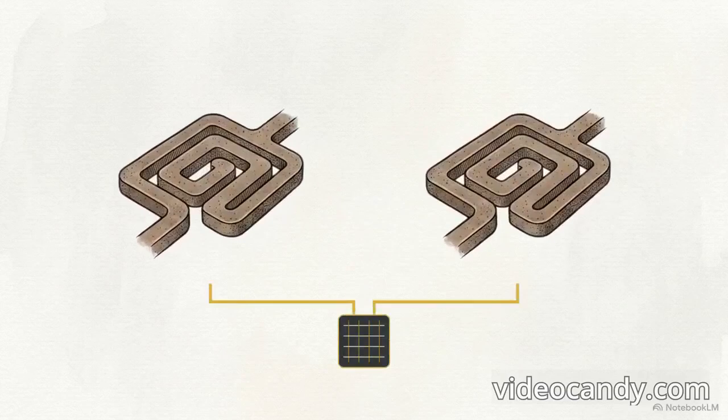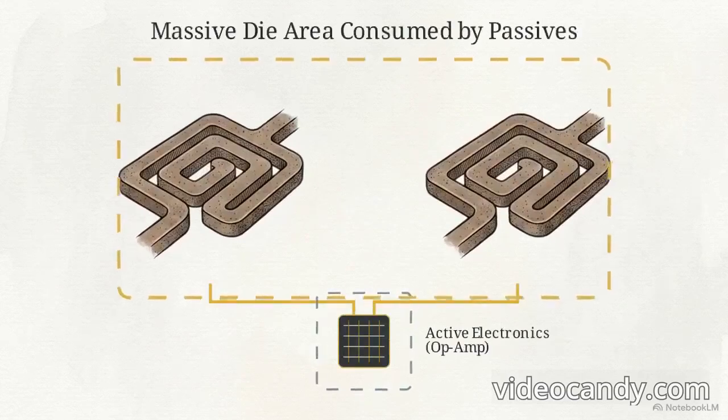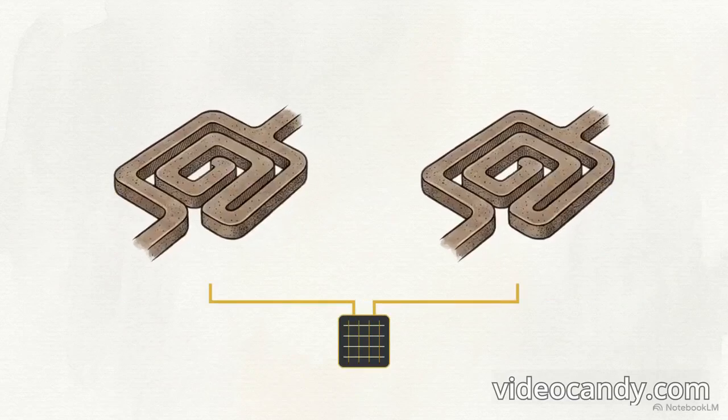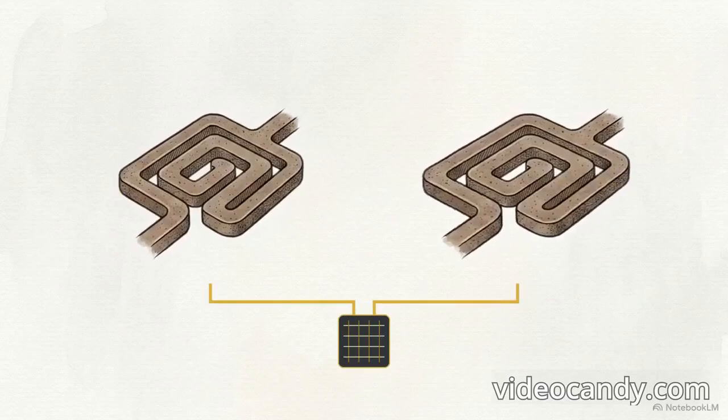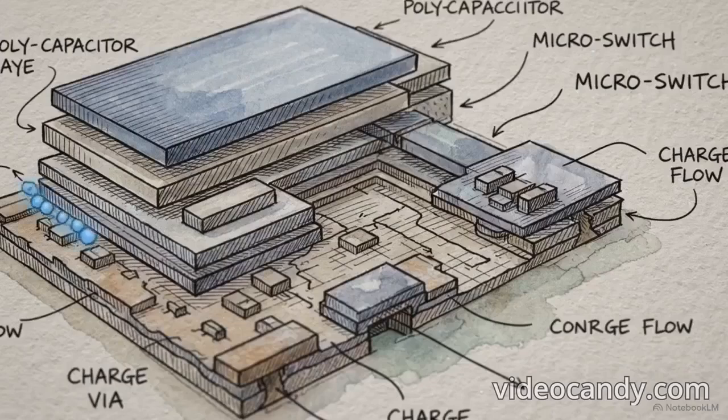To keep power consumption low while hitting precise high-gain targets, those physical resistors have to be huge. On the actual silicon, high-precision polysilicon resistors consume massive amounts of expensive die area, often completely dwarfing the op-amp itself. Worse, the manufacturing process makes it incredibly difficult to get two separate physical resistors to match perfectly across the board.